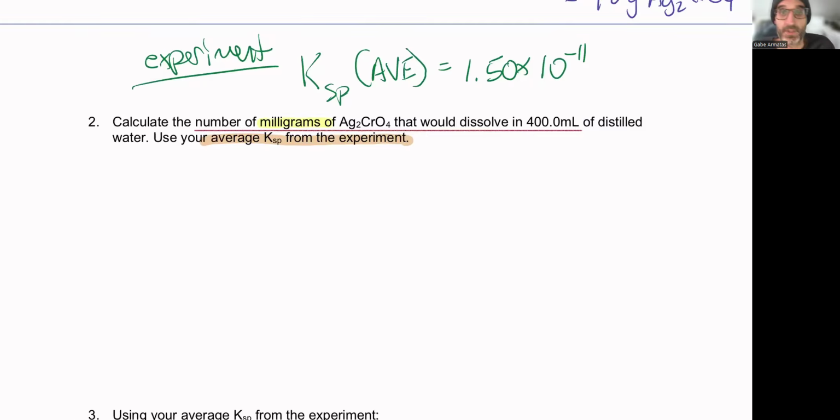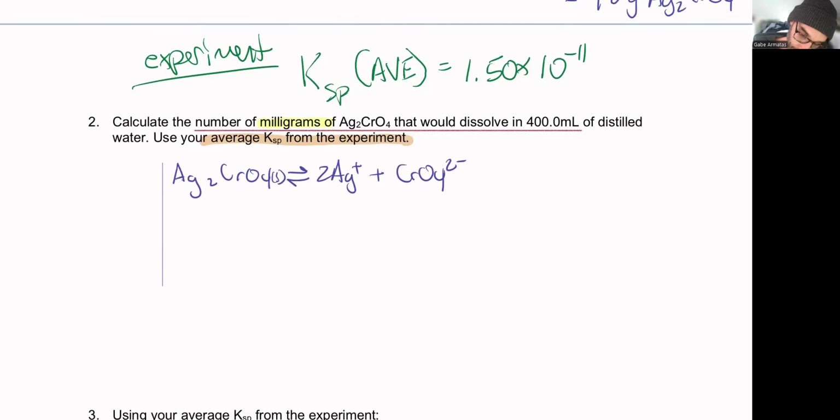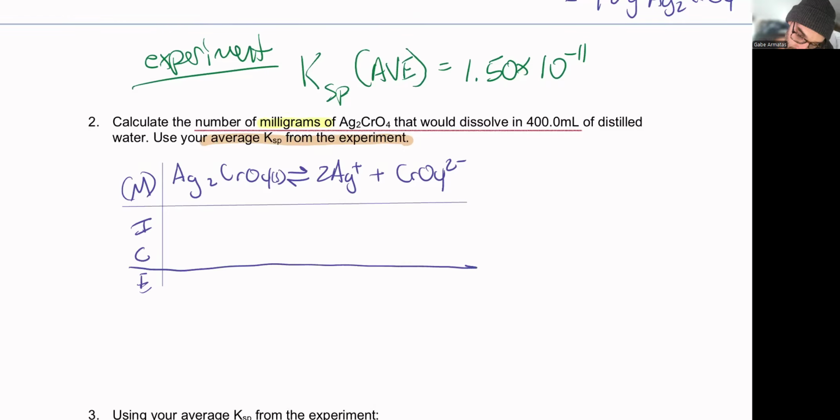Okay, so let's just set this up. Anytime we're looking at an equilibrium, we need three things. First, I need the equation. Ag2CrO4 as a solid is in equilibrium with 2Ag+ plus CrO4 2-. Both of those are aqueous. I'm going to set myself up an ICE table here: molarity, initial, change, equilibrium, and I only really care about the equilibrium numbers in the end. And I also need my K value.